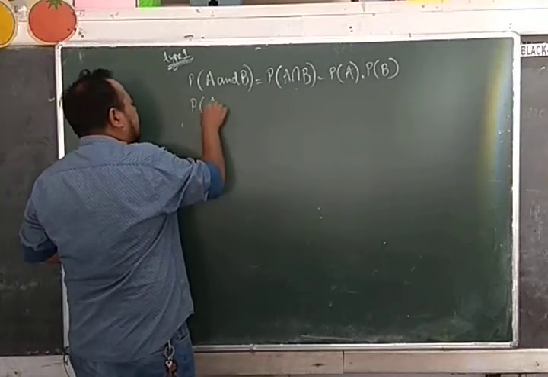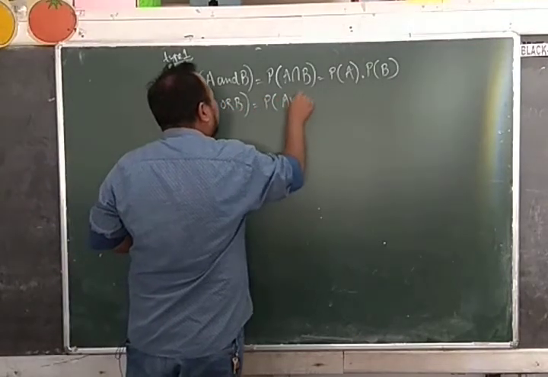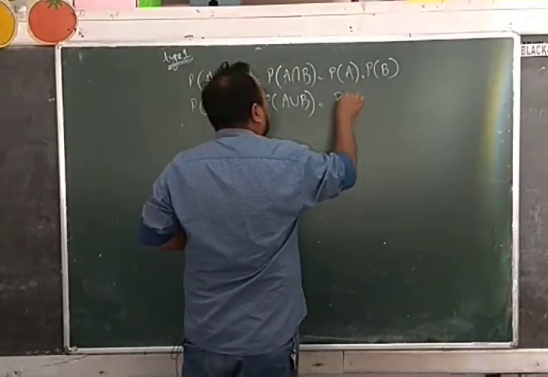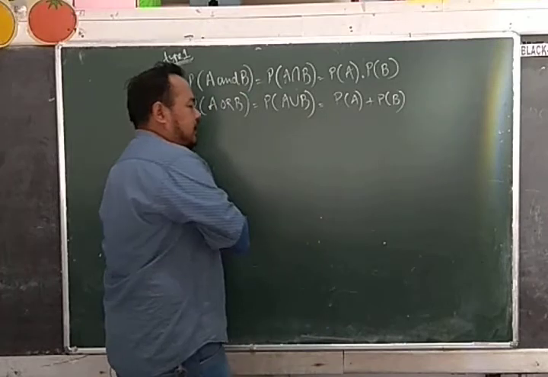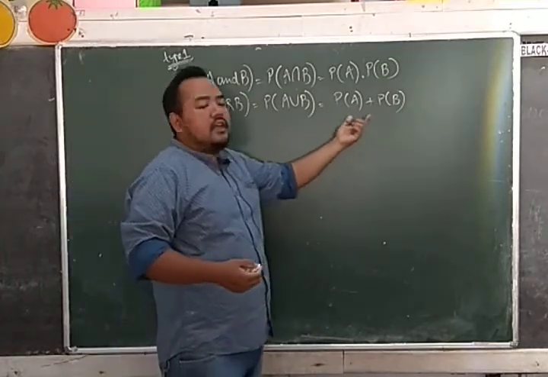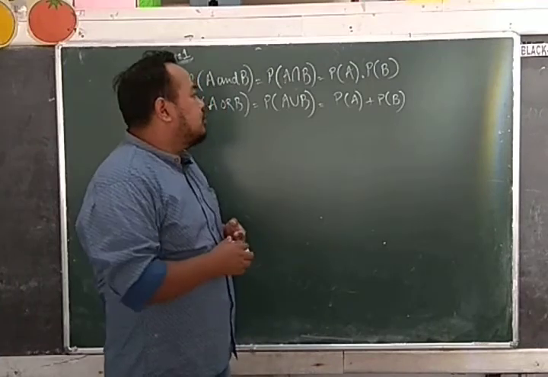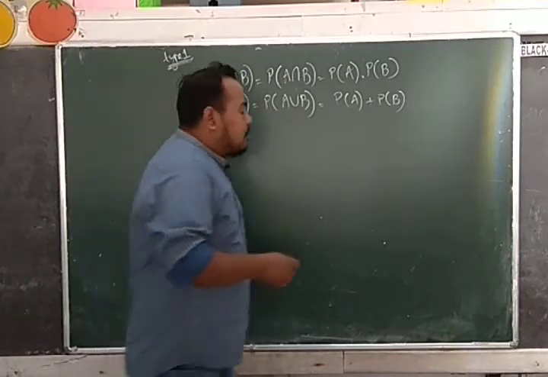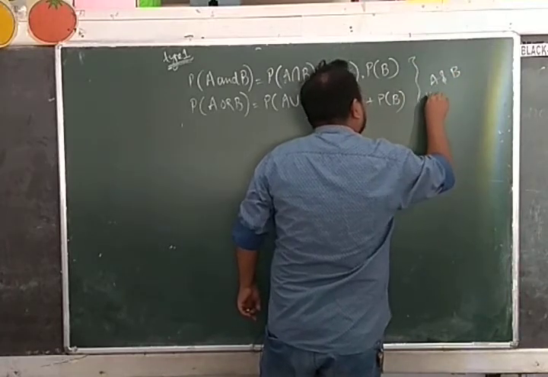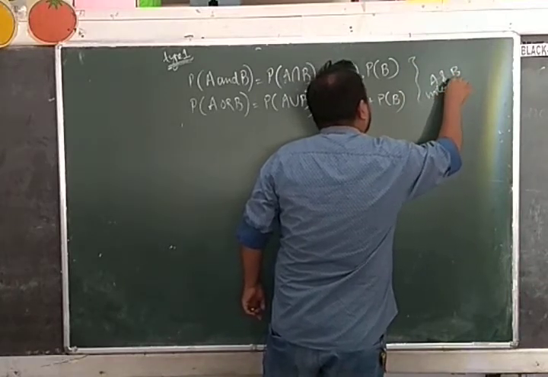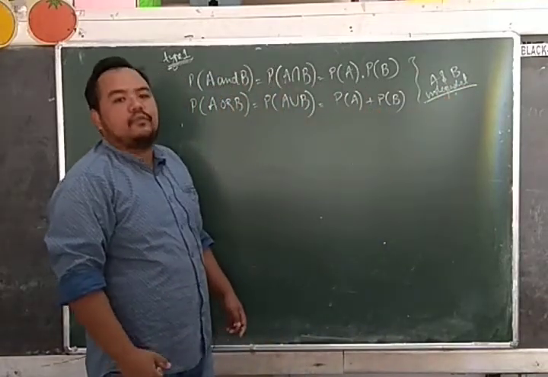Similarly, probability of A or B, written as probability of A union B, will be equal to probability of A plus probability of B. In this case, A and B have to be mutually exclusive also. That I'm going to teach you. For the time being, just keep in mind, you are going to use these two formulas whenever A and B are independent events, and for the second one, it must be mutually exclusive also.